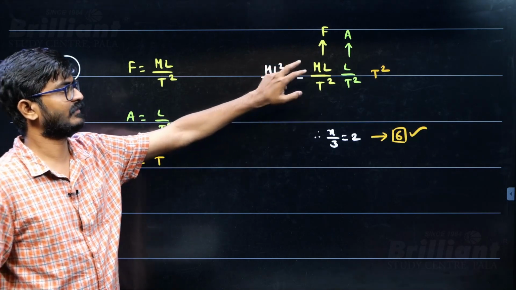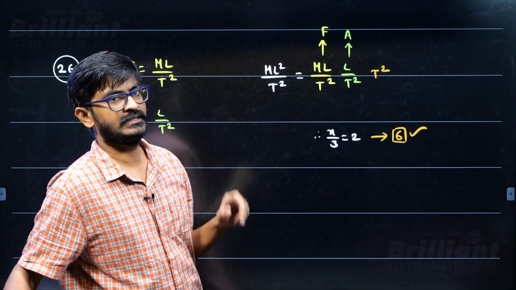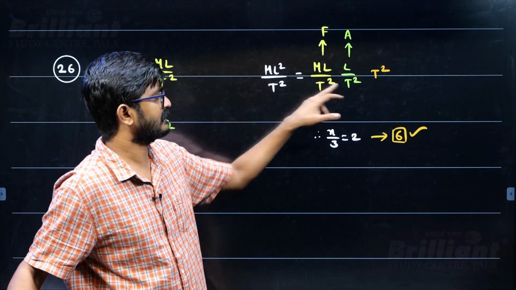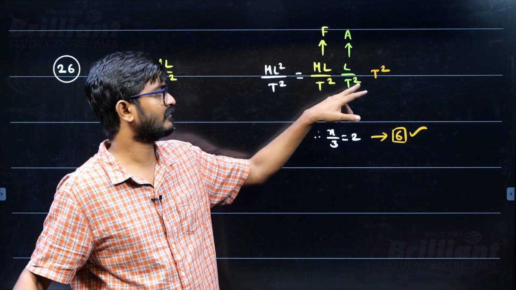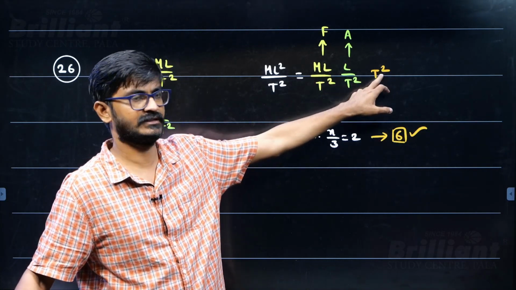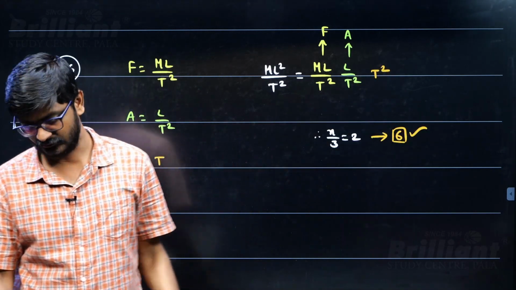Now for this one, they have given F in terms of A. F dimensions are this, A dimensions are this. But if I want to get these dimensions, I need M, which is there, L square is there, but t power 4 is coming. So I need to cut one t square, and for that I will be multiplying with t square. But they said this is 2 is x by 3, so x equals 6.